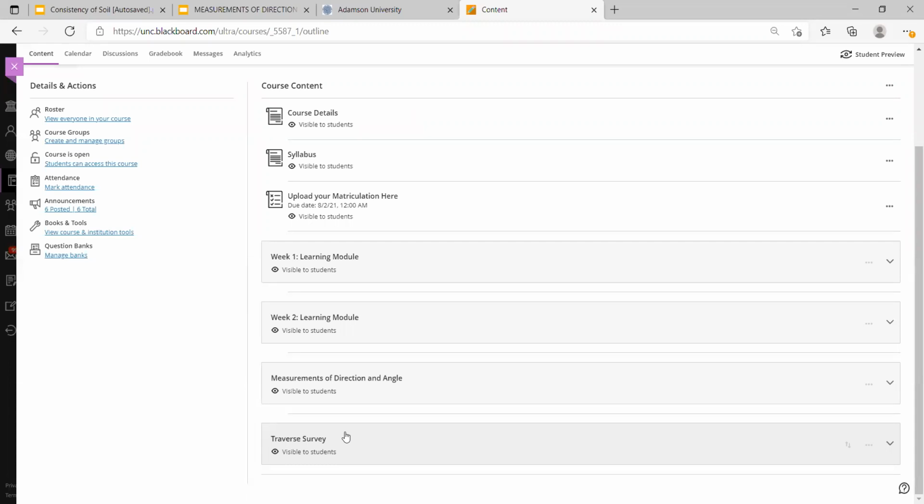In the traverse survey, you will apply the azimuth and bearing, and also the interior angles and deflection angles. This is the application of what we studied on measurements of direction and angle. That's why we need to discuss this first before the traverse survey.